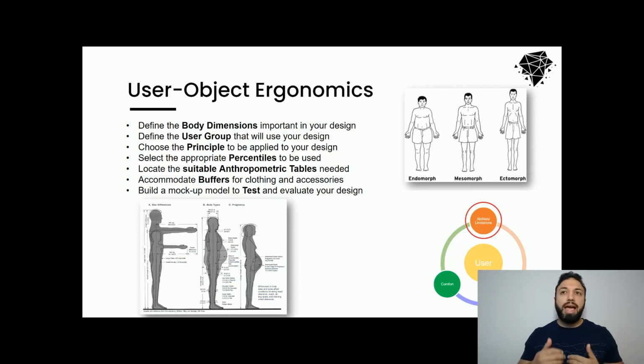And of course, accommodate buffers, which makes full sense, right? Because if you are designing for a specific body dimension, this is typically the no clothes, no accessories type of body dimension, which is how these studies are done. So be careful to add any clothing buffers or accessories buffers in that case.